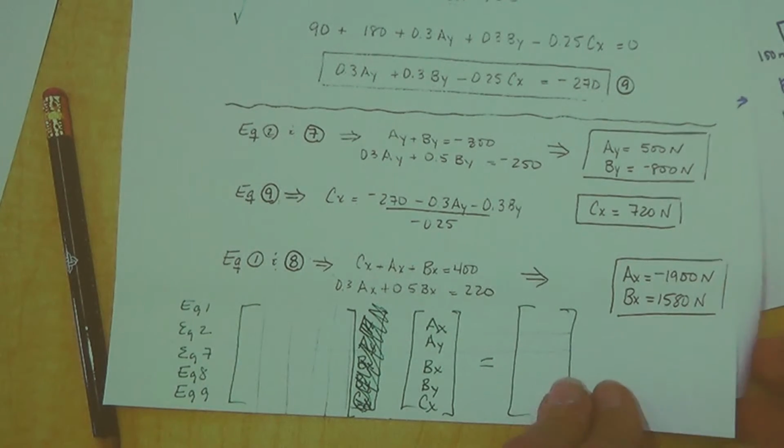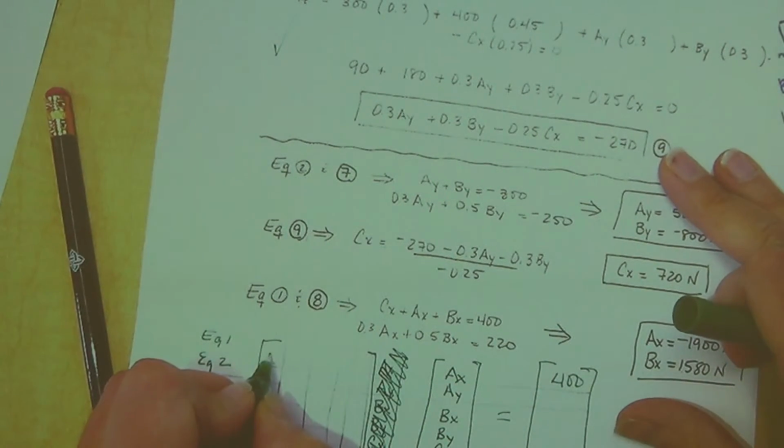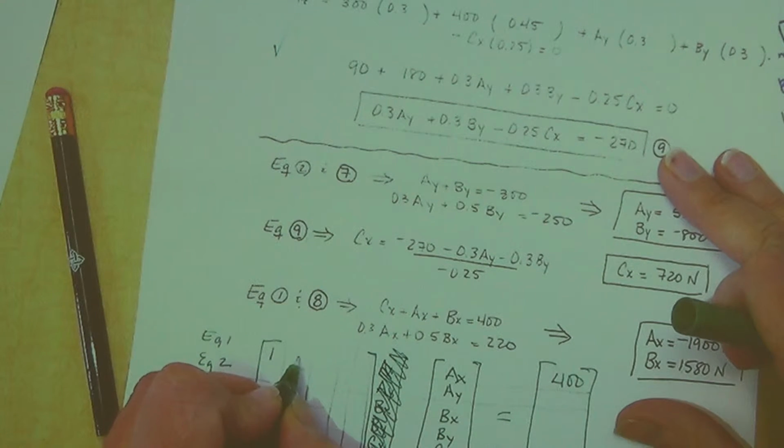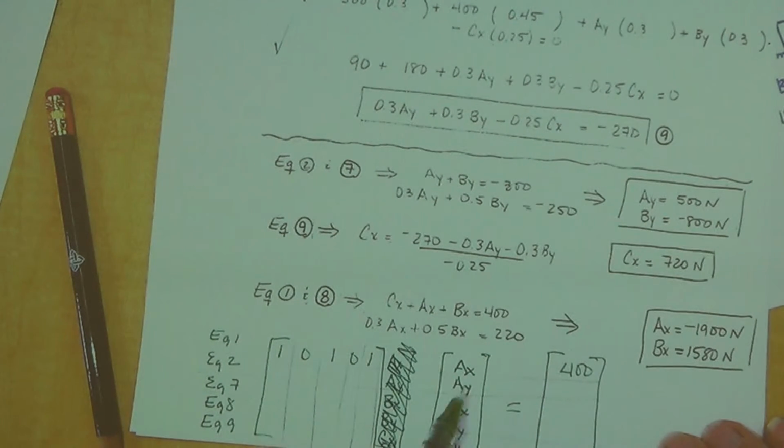Okay, so equation number 1 had AX plus BX plus CX is 400, right? So 400, 1, 0, 1, 0, 1, right? Because it was AX plus BX plus CX is 400. I want to make sure everybody's okay with that. So the first equation said AX plus BX plus CX equals 400.